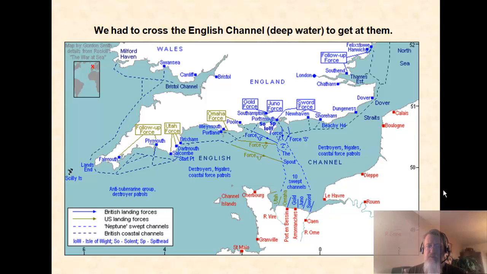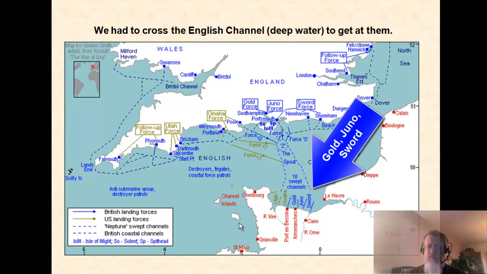We had to cross the English Channel, which was deep water. We had to have a whole lot of boats meet up and go in an organized fashion across the English Channel to the assigned beaches. Now you see the beaches in blue labeled Gold, Juno, and Sword in France.